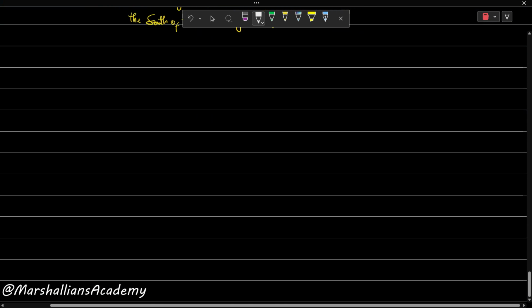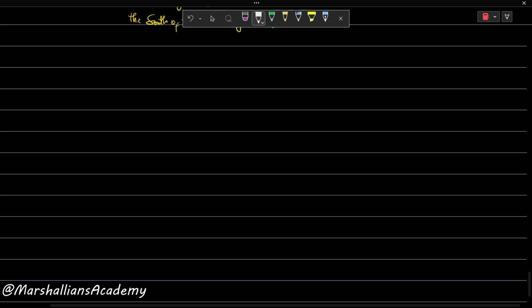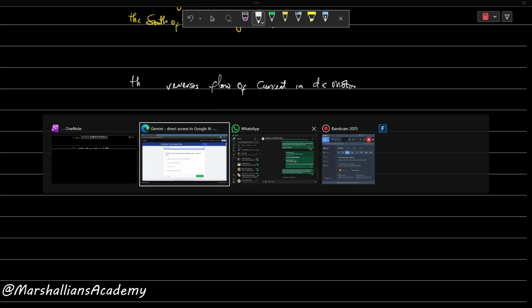Now, the job of the split ring is, don't forget, I don't know how I can explain this without diagrams. But what the split ring does is it reverses the flow of current. It reverses the flow of current in a motor, in a DC motor, a direct current motor. Why? To keep the motion of... I need a diagram to explain this.